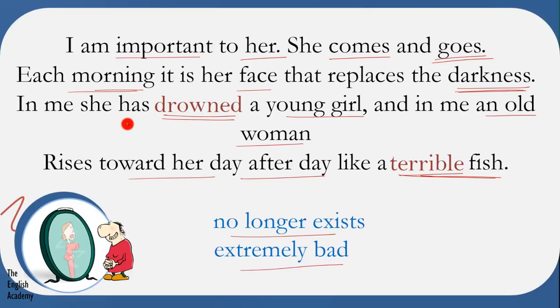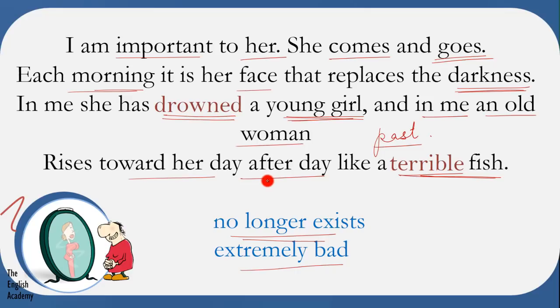Then the mirror says, in me she has drowned a young girl. Now who is this young girl? This is the past image of this woman. When she was young, she was a pretty girl. What is the mirror saying here? This appearance of the woman does not exist any longer because now she has aged. And this image is still there in the mirror. The mirror says that this past of this woman is still there in me, although it does not exist any longer. And in me, an old woman rises toward her.